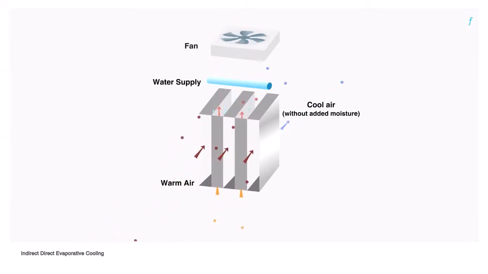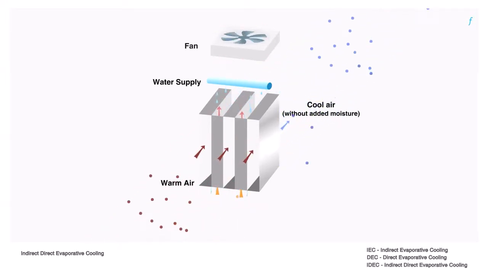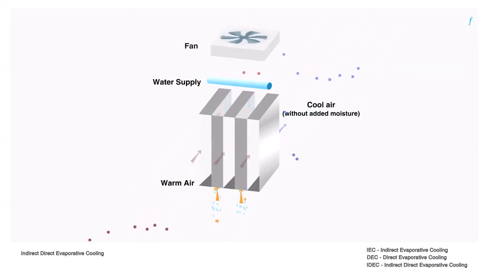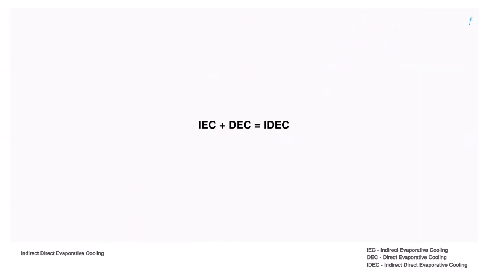Air is then passed through the dry panels of the heat exchanger, where it is cooled by virtue of its interaction with the cool surface. This cooled air, without any added moisture, is let out at the other end. In indirect direct evaporative cooling, air is cooled first with indirect evaporative cooling and then cooled further with direct evaporative cooling.